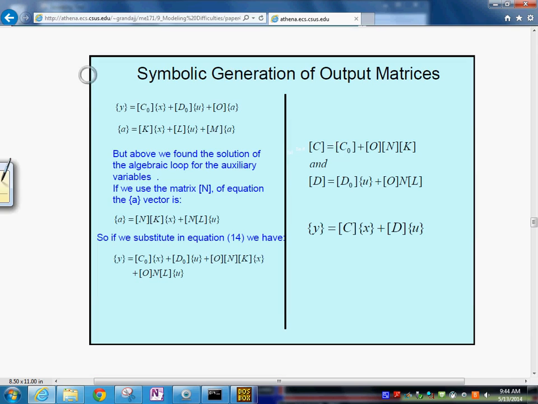So in the output matrices, because we have Y, and Y will have also this a of the variables. We know now what a is. We found the solution for the algebraic loop of the auxiliary variables above, and we use this and we plug that a into this equation. In other words, this a here, this in here, and then we calculate Y. So the new C matrix is going to be this one, and the new D matrix would be this, until we produce it in the way we want it.